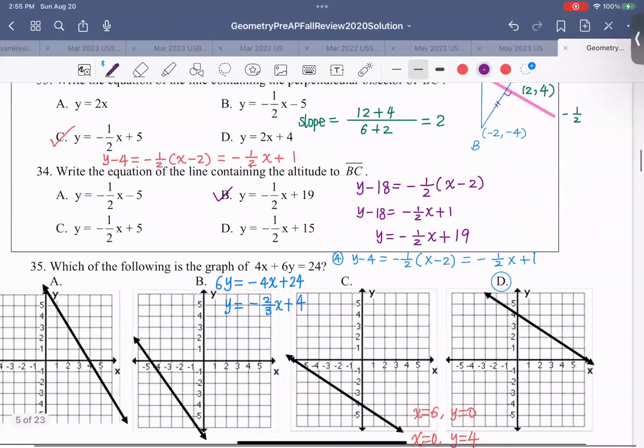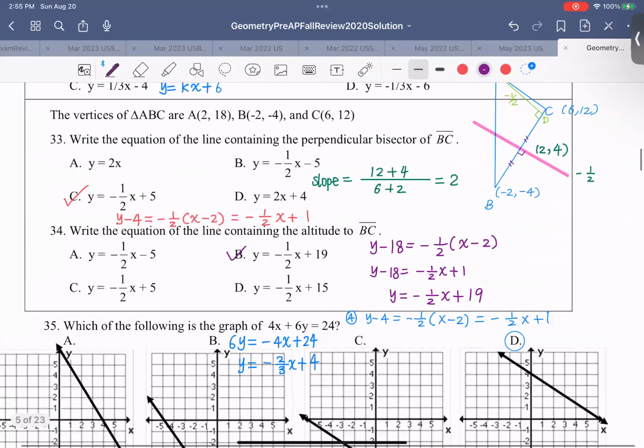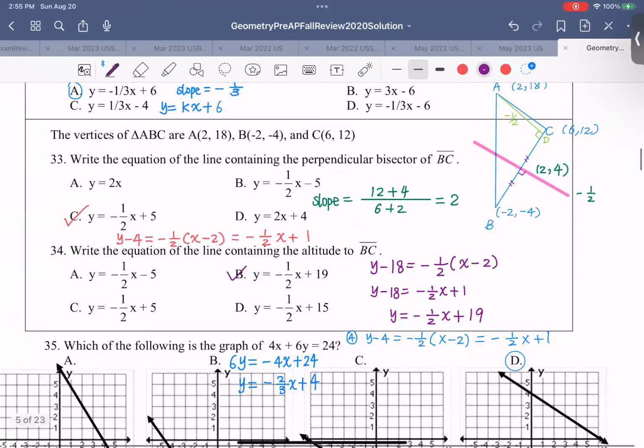What does containing the altitude mean? The altitude is this. You have a triangle and you want to find the altitude. From this point, you draw the perpendicular line to this side. That is a line segment. But you are looking for the line that contains this part. This whole line is containing this part.